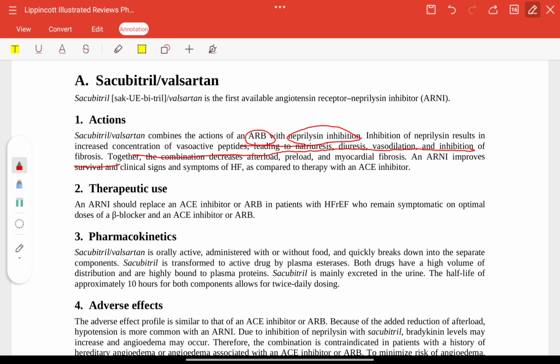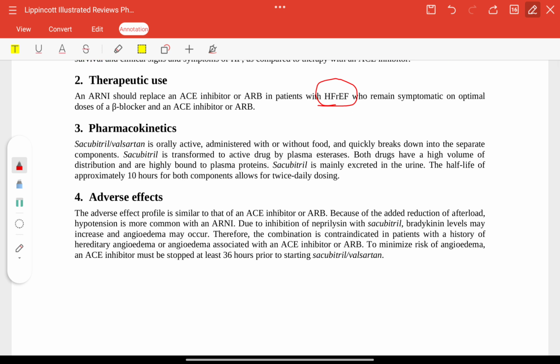Therapeutic uses: in patients with reduced ejection fraction who remain symptomatic on an optimum dose of beta blocker or ACE inhibitor. Orally administered with or without food. Half-life is approximately 10 hours for both, and twice daily dosing. Adverse effects are similar to ACE inhibitors or ARBs.